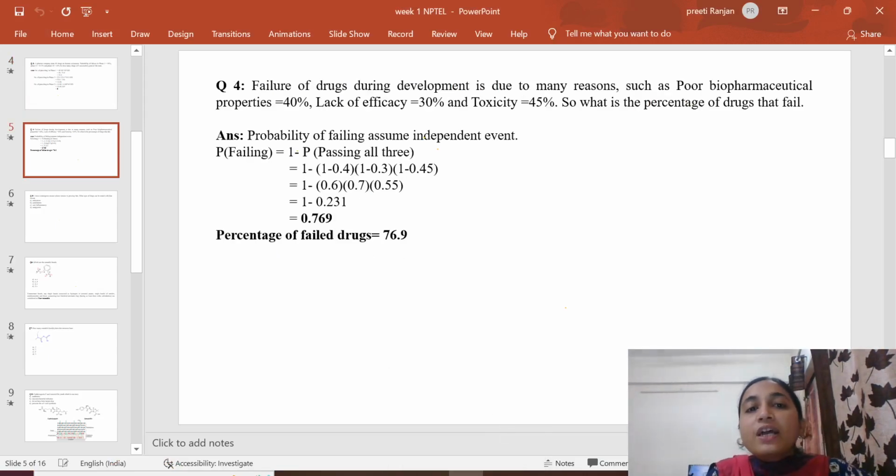Because these are all different properties. Someone has told that these are all poor pharmaceutical properties, lack of efficacy and toxicity. If in this case we write something else, like some side effects or something, then it will be an independent event, no? Because these are all different things.